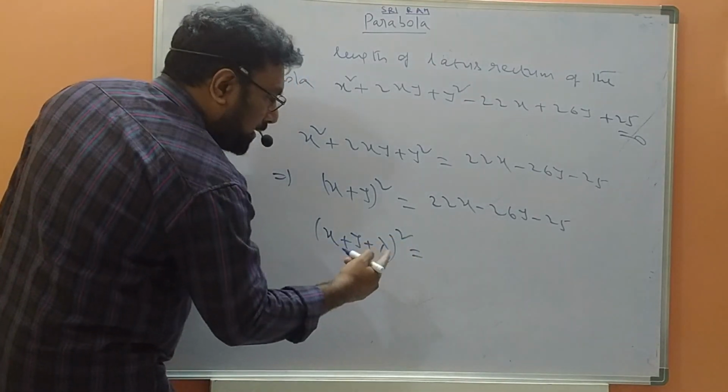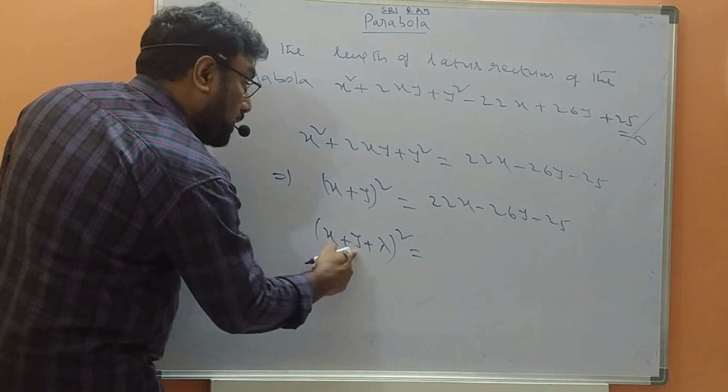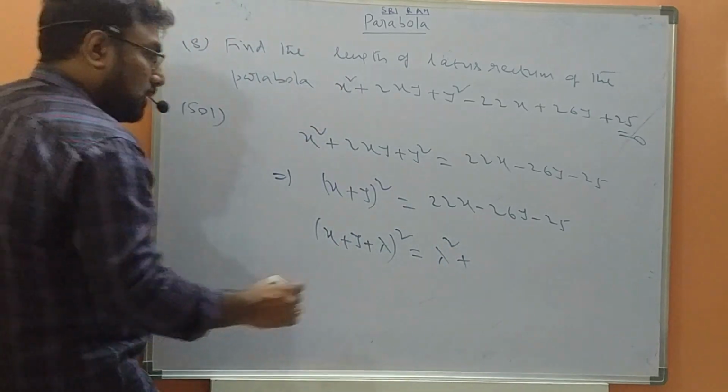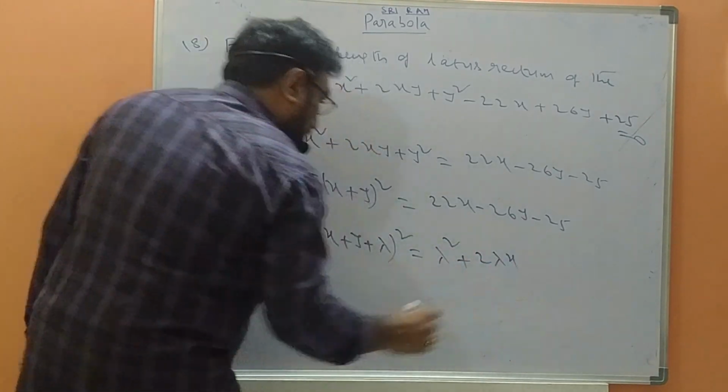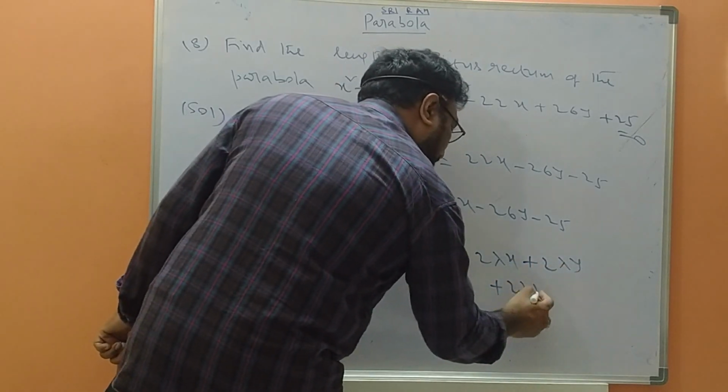Now what to compensate? What to write there in the RHS? X square plus y square, okay, lambda square. Next, 2 lambda x plus 2 lambda y. Remaining same.